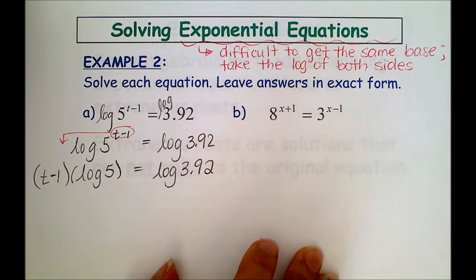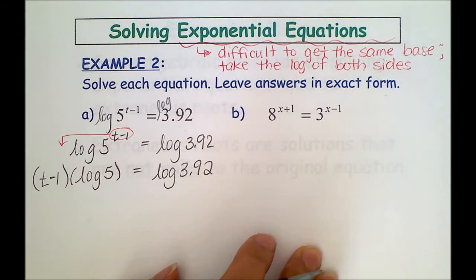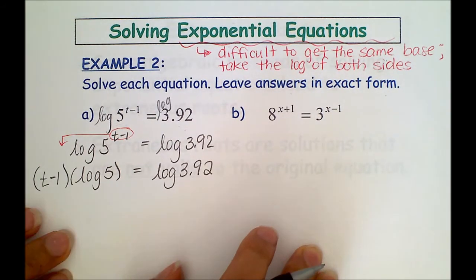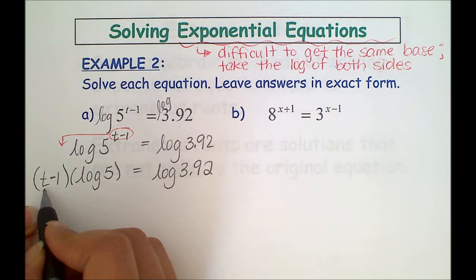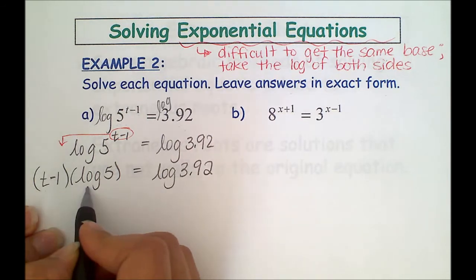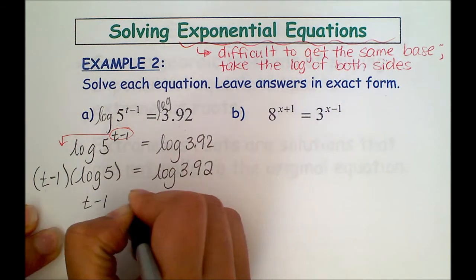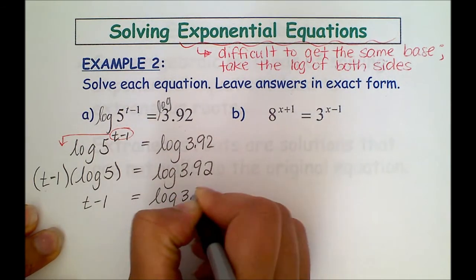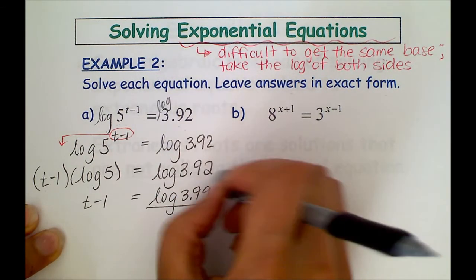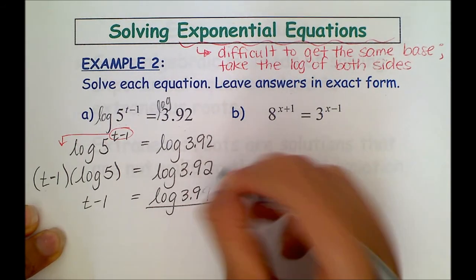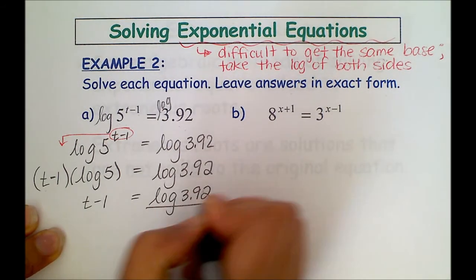Now, at this point, because I'm trying to solve for t, there's a couple of different ways of doing this. The easiest way is, because I only have t in one spot, I can get rid of this log of 5 by dividing both sides by log 5. And so I'd be left with t minus 1 equals log of 3.92 divided by log of 5.